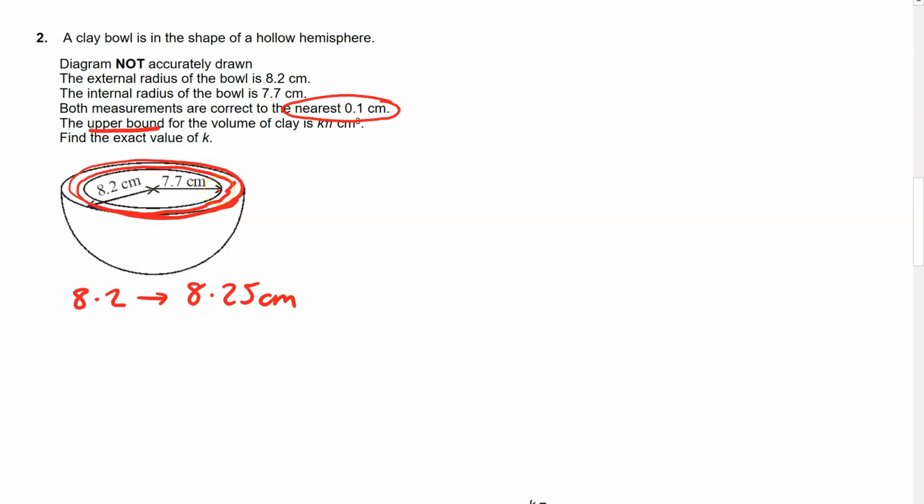And we want to cut out from the middle as little as possible. So instead of using 7.7, we use 7.65 for the lower bound. Do the two hemispheres and then take them away. So if it's a full sphere, it's 4/3 pi r cubed, and the hemisphere is half of that, so we can use 2/3 pi r cubed.